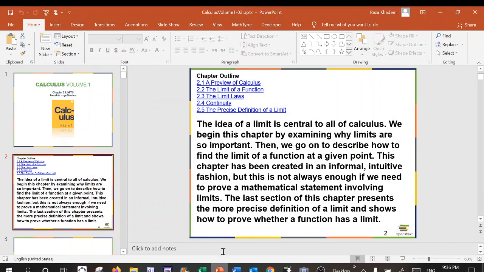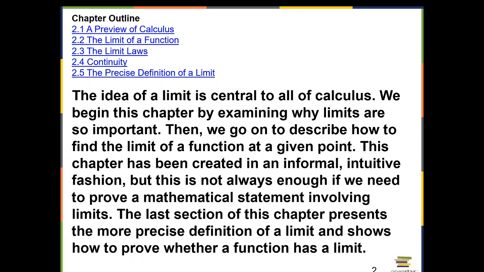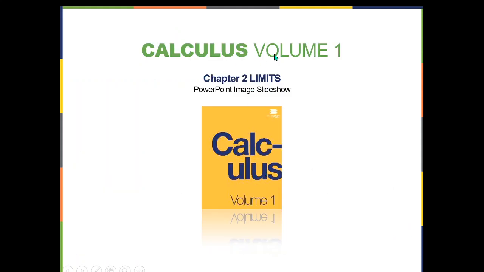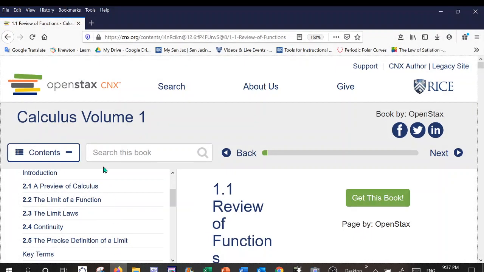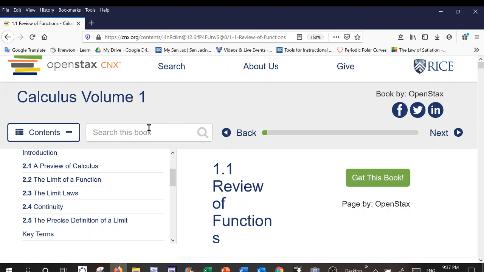So let me get rid of my video first here, we don't need it, and get it started. What we are going to do is work with these sections in the textbook. Of course, the textbook is the OpenStax Volume 1 textbook, and I'm going to show you the link right here online. That's the online link, and these are the sections we're going to talk about in this video.